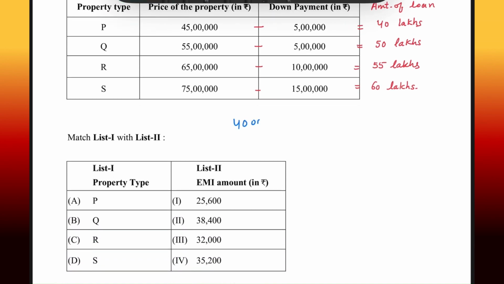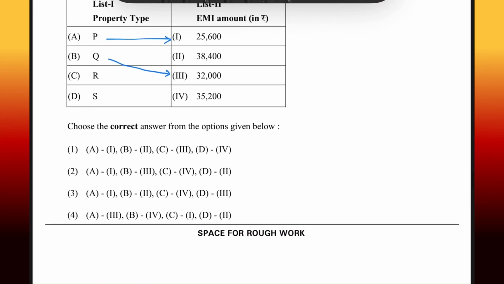So what is 40 lakhs into 0.0064? That gives you 25,600, which matches with 1. Then what is 50 lakhs into 0.0064? That gives you 32,000 rupees. So Q matches with 3. So P matches with 1, Q matches with 3. A matches with 1 in 3 options, so this is incorrect. B matches with 3 only in option 2, right? So the rest of the options are incorrect.